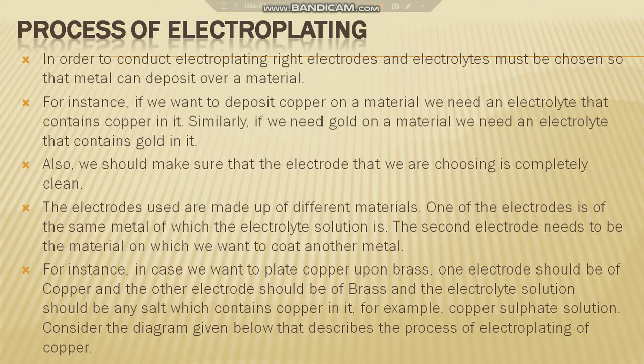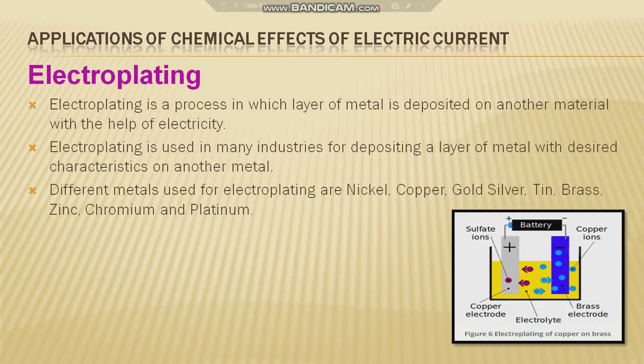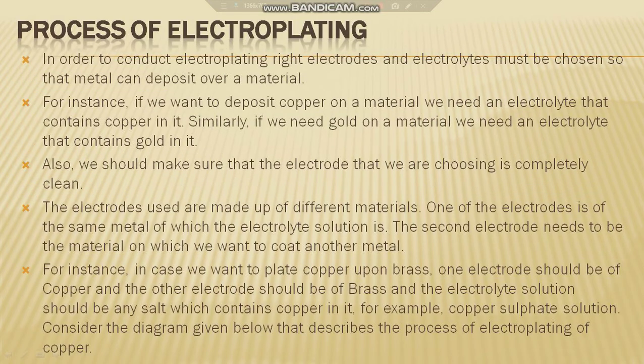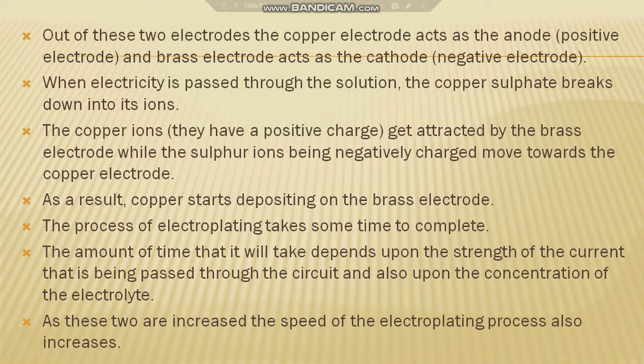Consider the diagram given below that describes the process of electroplating of copper. The diagram given in this slide shows the electrolyte as a copper sulfate solution, where one electrode is made up of brass and the other electrode is made up of copper. Out of these two electrodes, the copper electrode acts as the anode, that is the positive electrode, and the brass electrode acts as the cathode, which is the negative electrode.